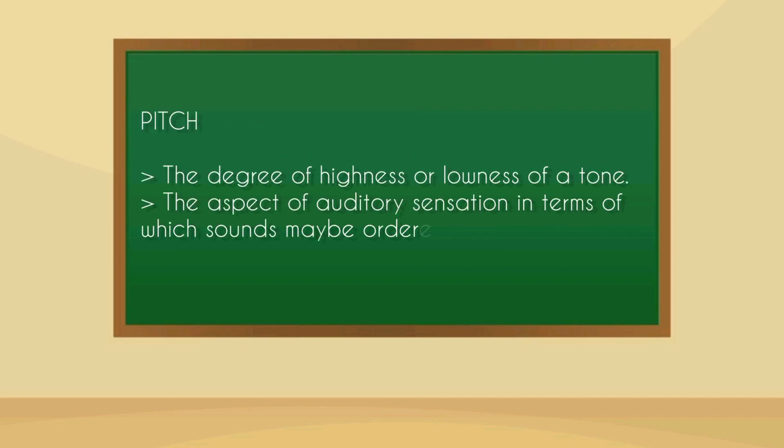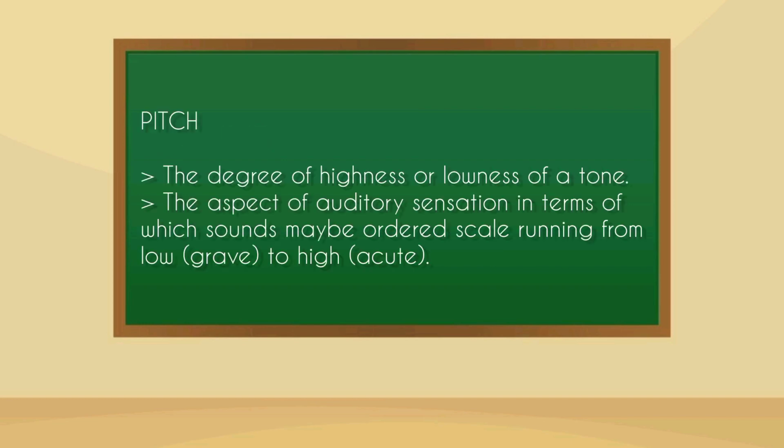Next type of prosodic feature is what we call pitch. It is the degree of highness or lowness of a tone. The aspect of auditory sensation in terms of which sounds may be ordered on a scale running from low to high.